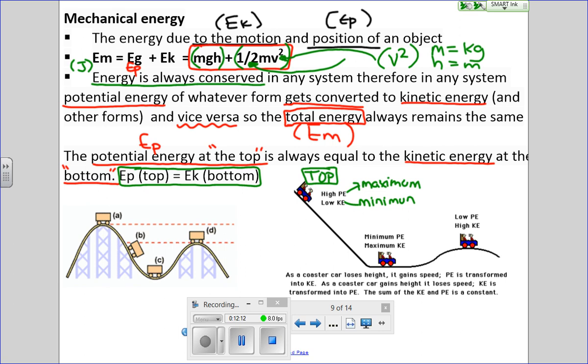For the purposes of our calculations, we'll assume that that means 0. So right before the roller coaster starts to fall down that first hill, we'll assume that it's not moving, even if it's for a brief second before it starts to go down. Kinetic energy at the top will be 0.